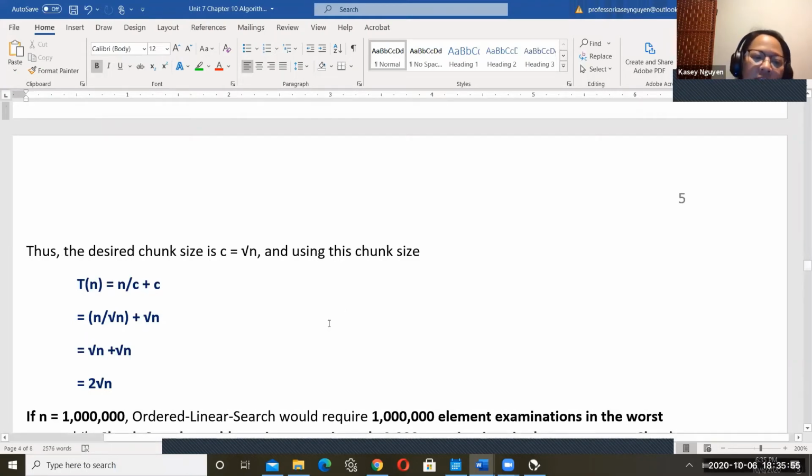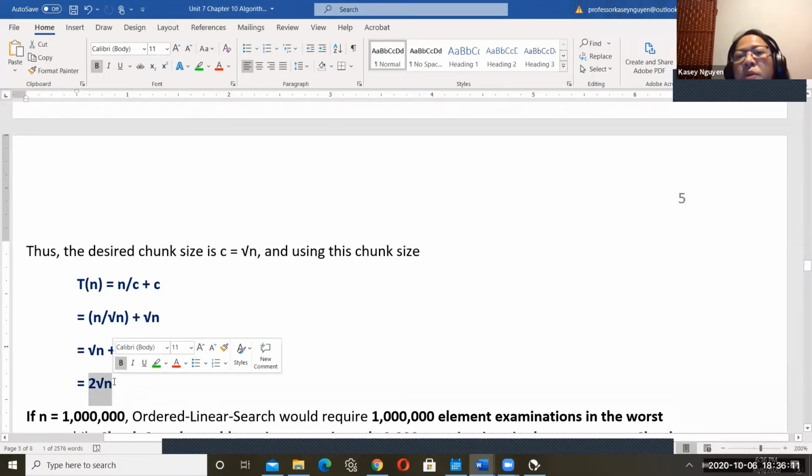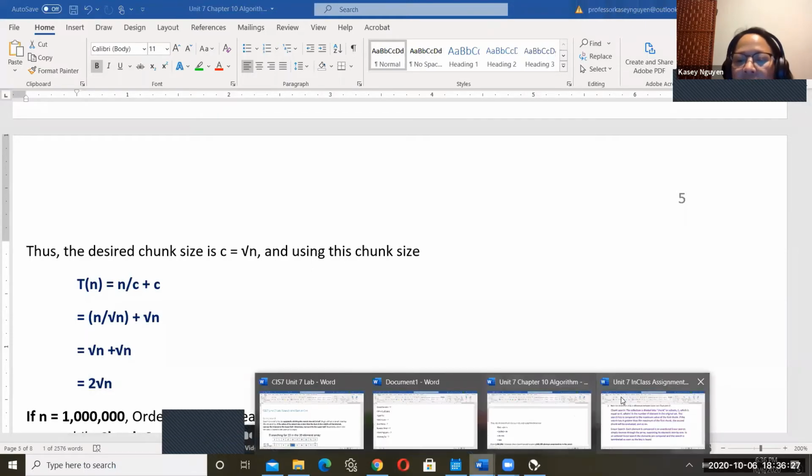So when you're looking at the chunk or the jump search, T of n is equal to n divided by c plus c, right? When you implement the substitution for this, you would have the comparisons at 2 times the square root of n. That would be the number of comparisons that it needs to perform in order to find the key. Okay. So let's solve some problems now.